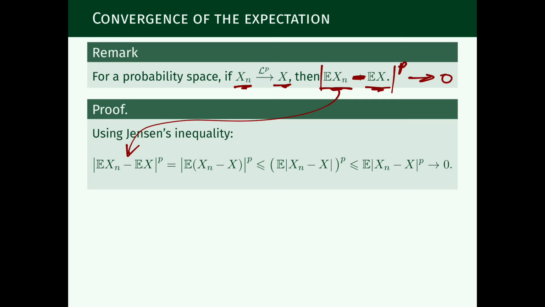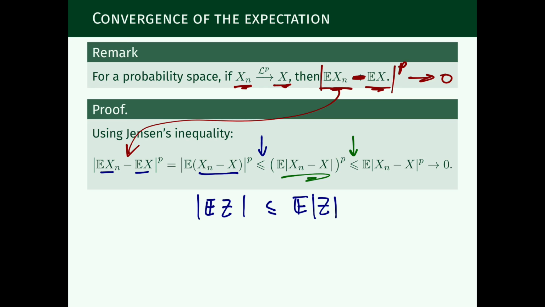We want to show that this tends to 0, but now here we can use the fact that the expectation is linear. So this becomes the expectation of Xn minus X. And here we can use the inequality that the absolute value of the expectation of Z is less than the expectation of the absolute value of Z. This is what we are using here. And finally, we can use Jensen's inequality from here to here. So this is Jensen's inequality, raising it to the power p.